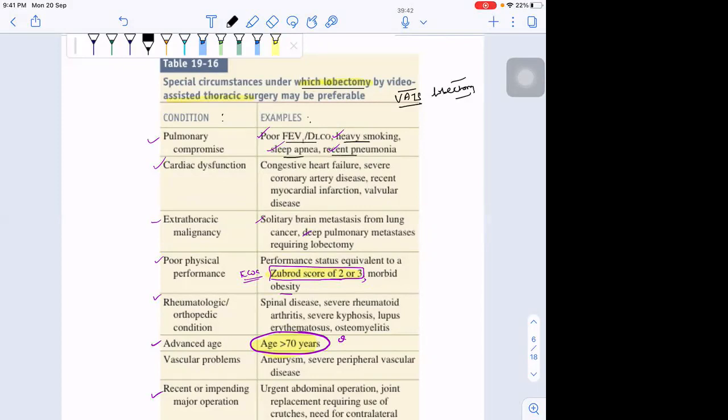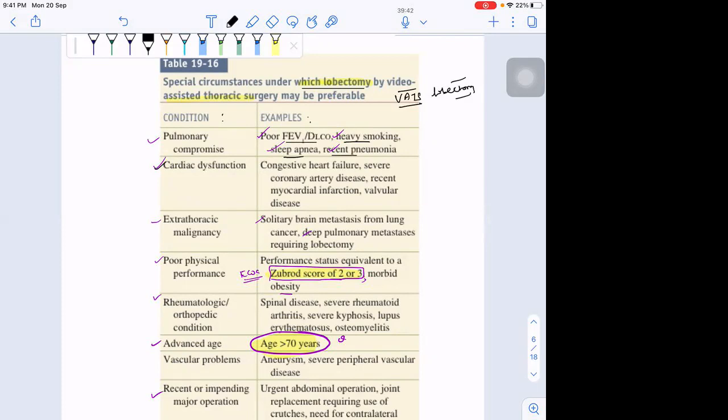Okay, and whenever the patient has some cardiac dysfunction and extrathoracic malignancy is present, for example solitary brain mets from lung cancer, or deep pulmonary mets requiring lobectomy, then you can go for VATS. So VATS is your minimal approach.